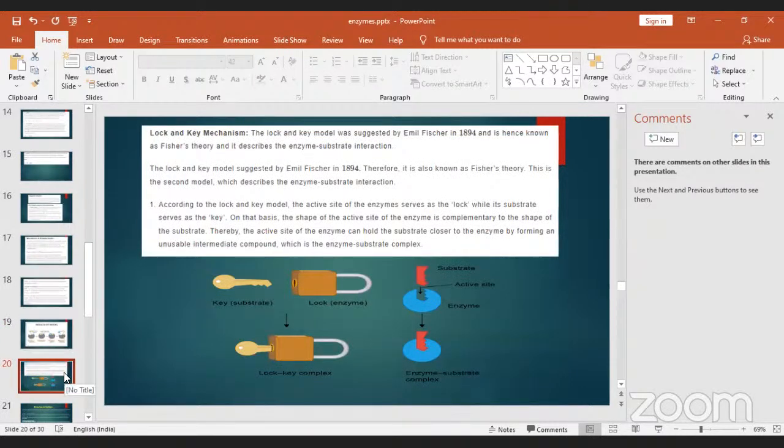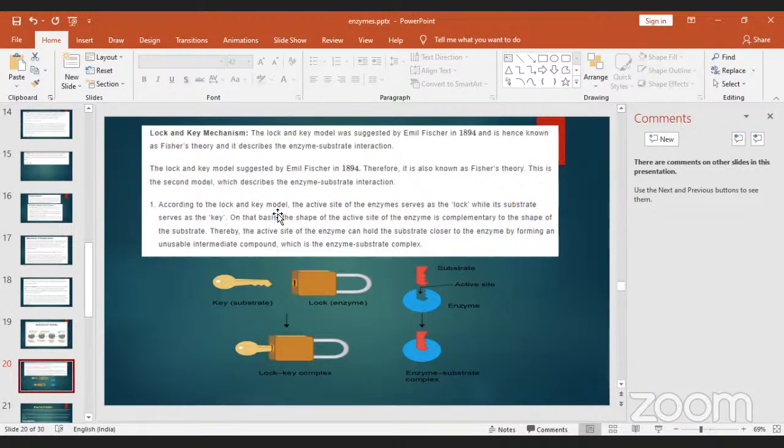Now the second one, lock and key. Key stands for substrate, and lock is the enzyme. The lock and key model was suggested by Emil Fischer in the year 1894 and is hence known as Fischer's theory, to describe the enzyme substrate interaction.